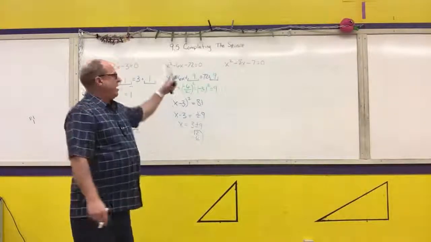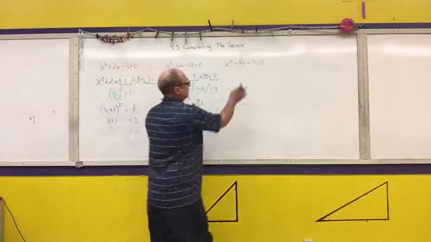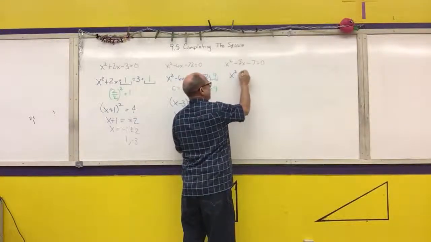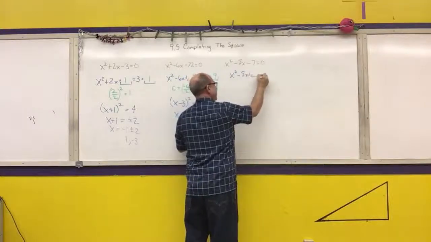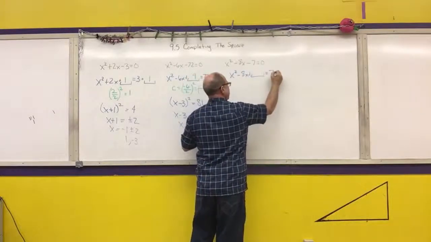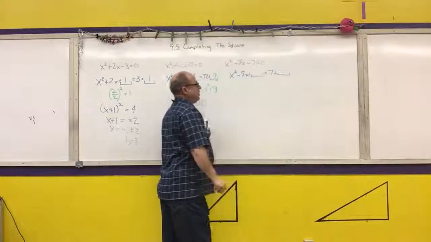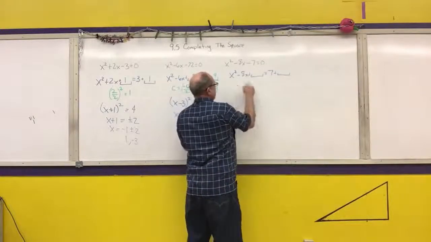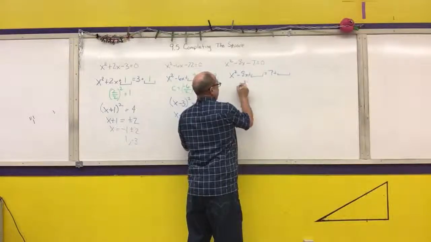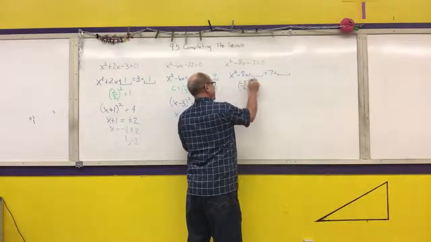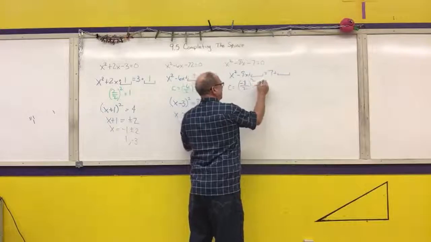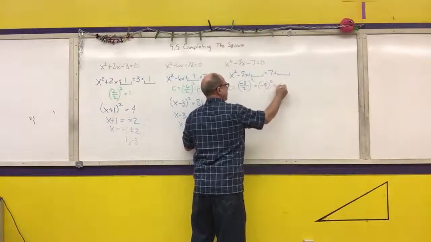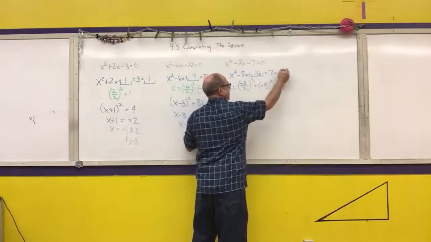Final example with a being 1 is to move the 7 to the other side. So I have x squared minus 8x plus a blank equals 7 plus a blank. Figure out what goes into the blank. So I have negative 8 over 2 squared, which is negative 4 squared, which is 16. Put 16 in both blanks.